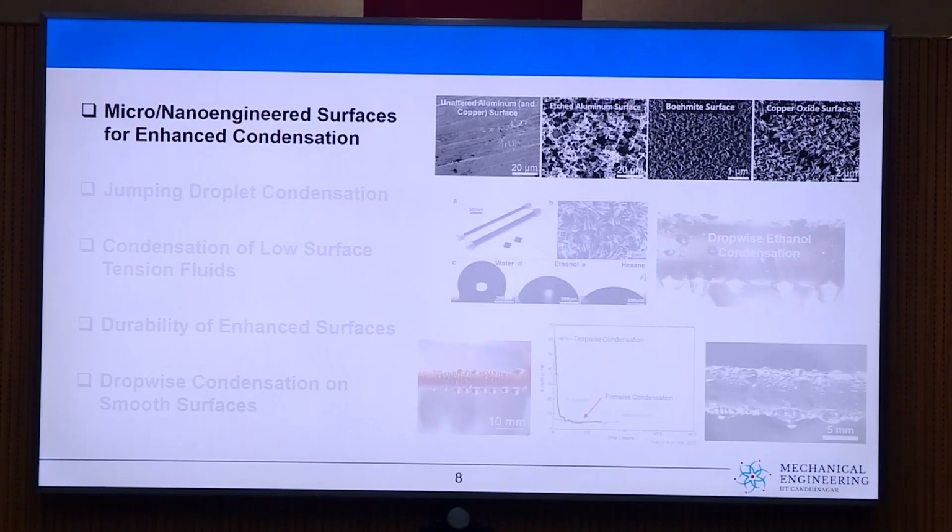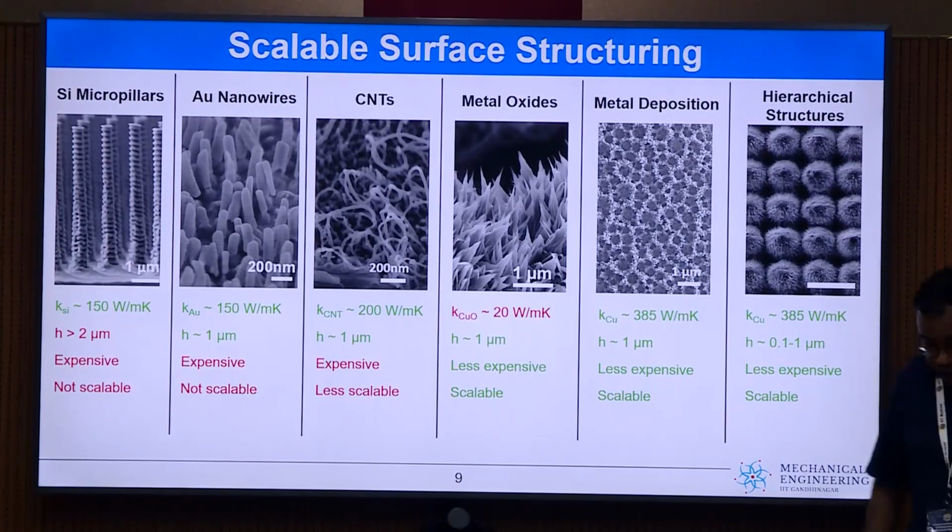So to begin with, on micro and nano-engineered surfaces, over the years, with the advancement of fabrication and different methodologies, a wide range of structured surfaces can be developed. We can have silicon micropillars, which are very organized and have very high thermal conductivity, but at the same time they are expensive and not really scalable to a standard where we're looking for industrial applications. Similarly, we can have gold nanowires and CNTs, with excellent thermal conductivity properties, ideal for heat transfer surfaces.